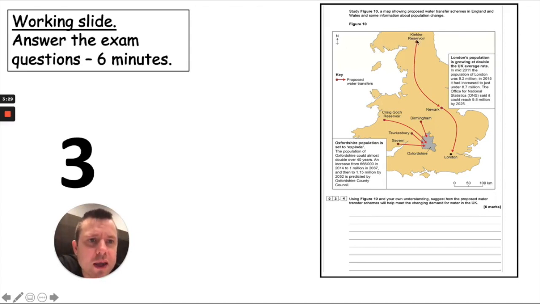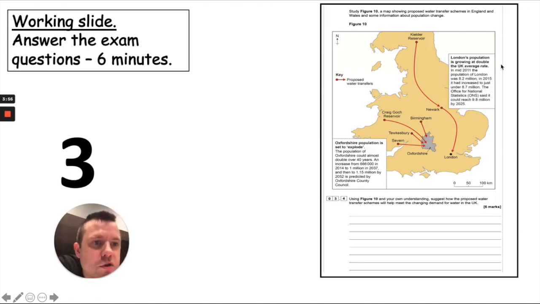So we've got Kielder Water or Kielder Reservoir in Northumberland. We've got the red line taking it down to Newark, which is relatively close to Nottingham, all the way down to London. And if we look at the other schemes, we've got water being transferred from Wales and some from Birmingham to Oxfordshire. All right, what's it saying about London?